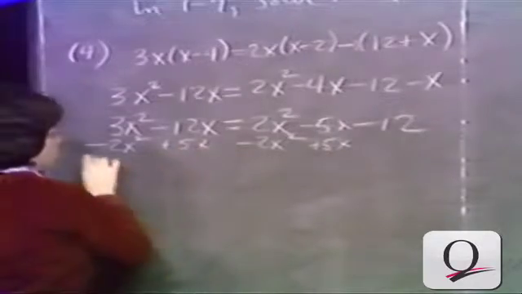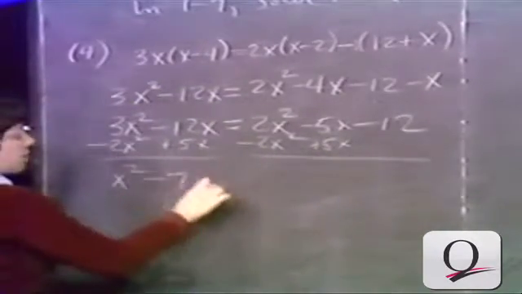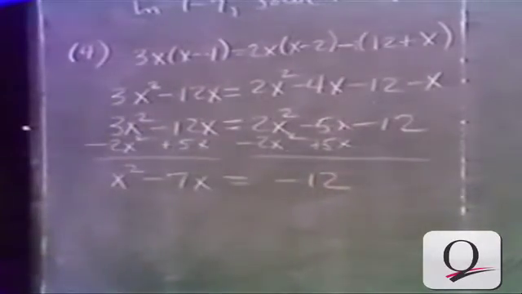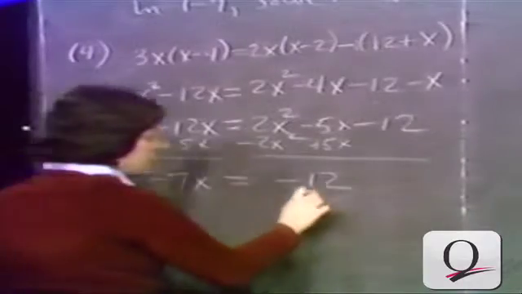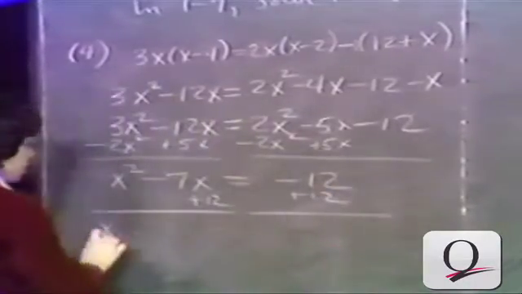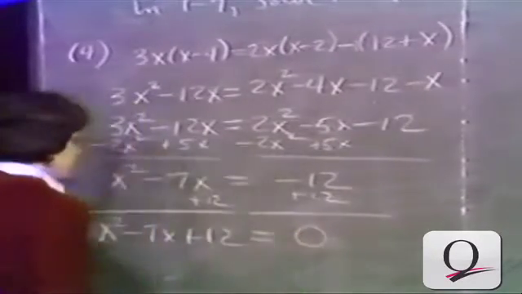Let's see what we have so far. x squared minus 7x equals minus 12. And then finally, to add 12 to both sides of the equation. x squared minus 7x plus 12 equals 0.